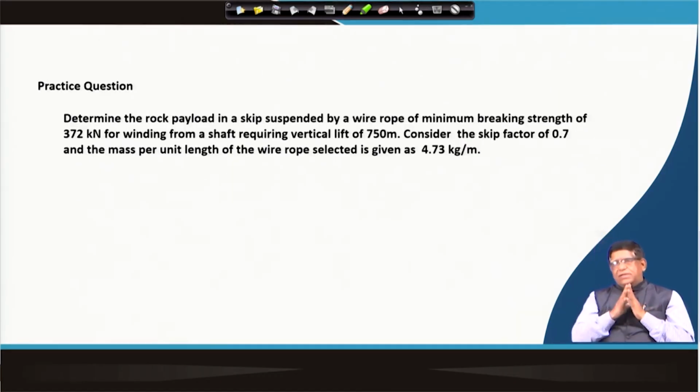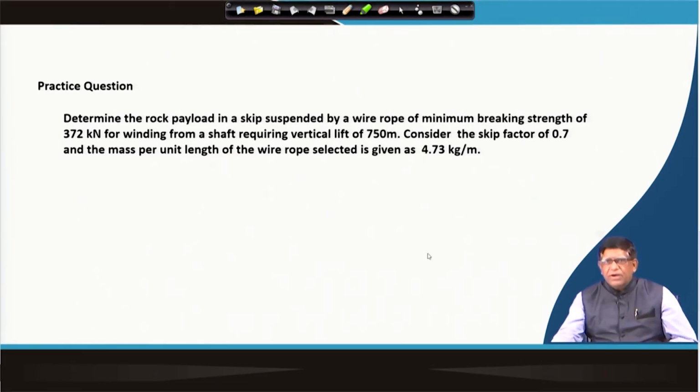Now, let us see a practice question. Determine the rock payload in a skip suspended by a wire rope of minimum breaking strength of 372 kilonewton for winding from a shaft requiring vertical lift for 750 meter. Consider the skip factor as 0.7 and the mass per unit length of the wire rope is selected as 4.73 kg per meter.